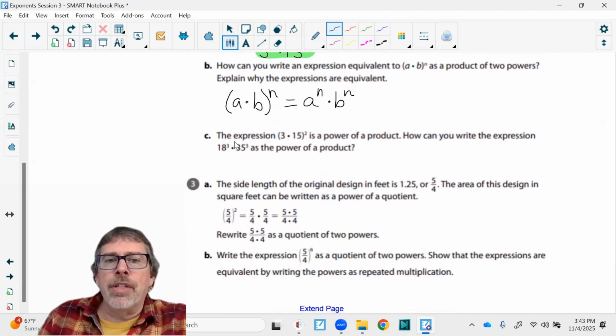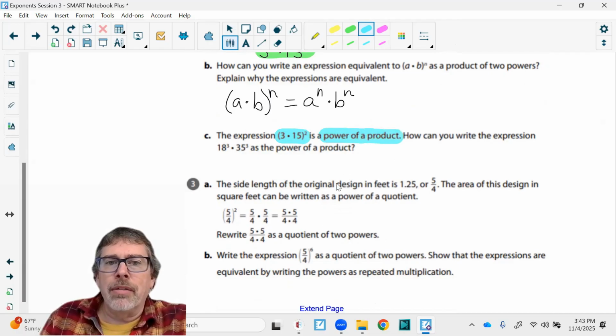So C says, the expression 3 times 15 squared is a power of a product. How can you write the expression 18 times 35 cubed as the power of a product? Okay, so students were struggling with this because it's very wordy. But 3 times 15 squared, they're telling us, is a power of a product. And then it's telling us to write this as one of these setups. Okay, that's all it's saying.